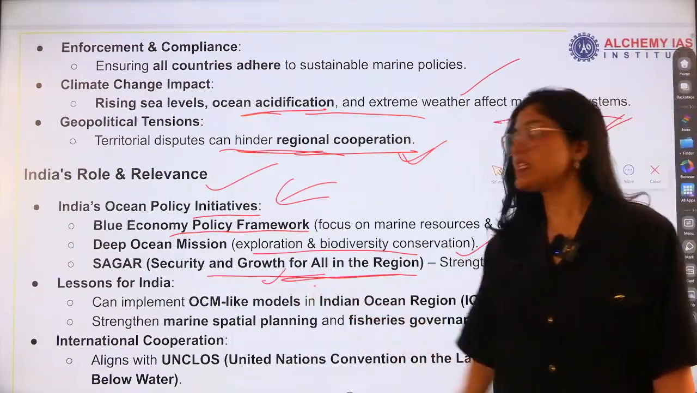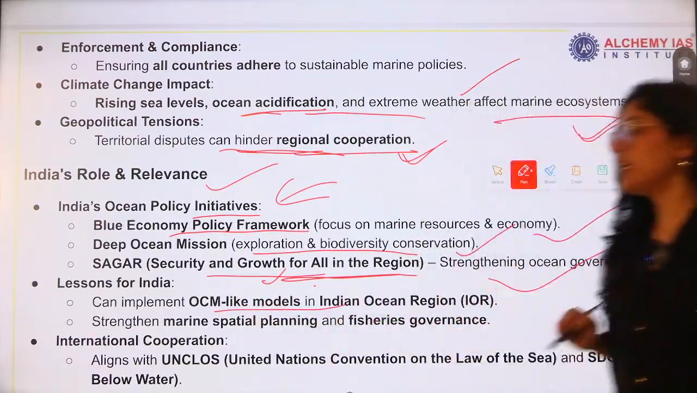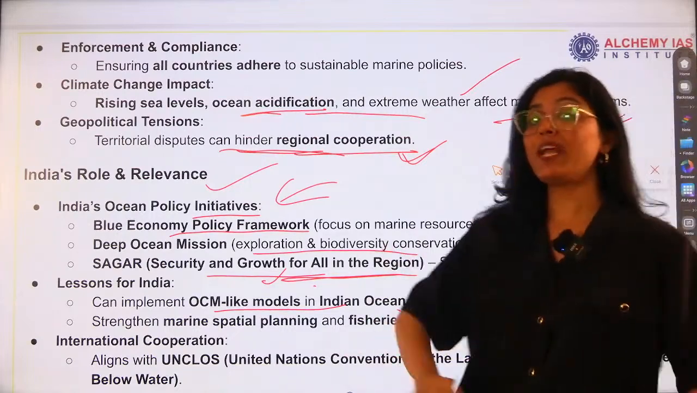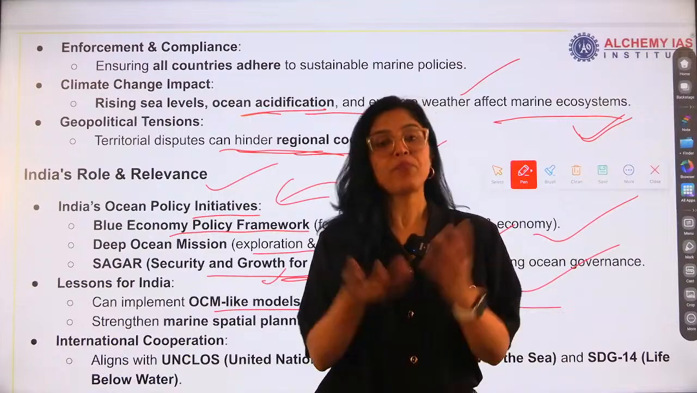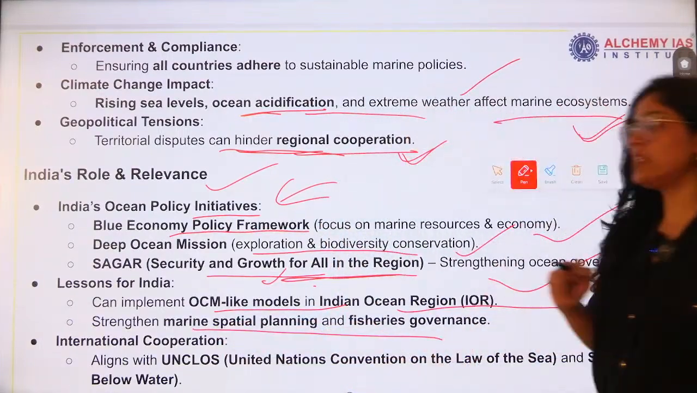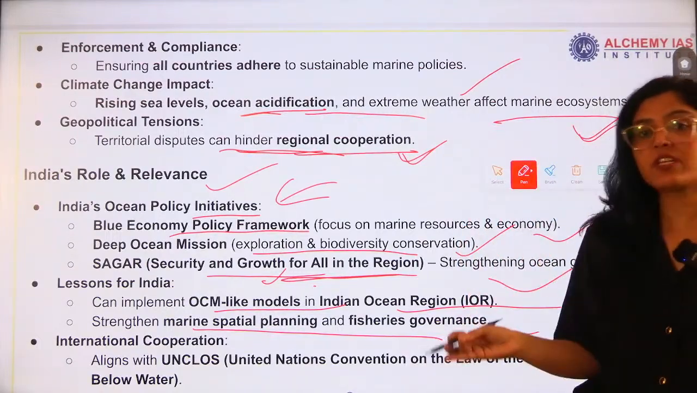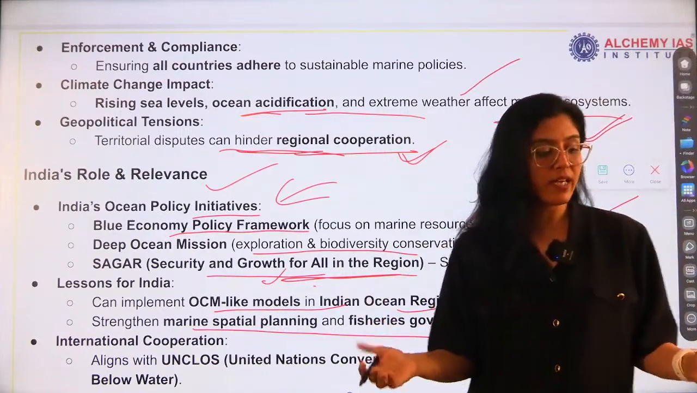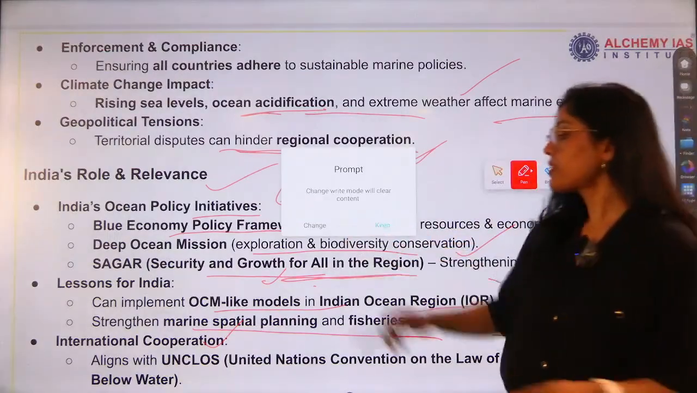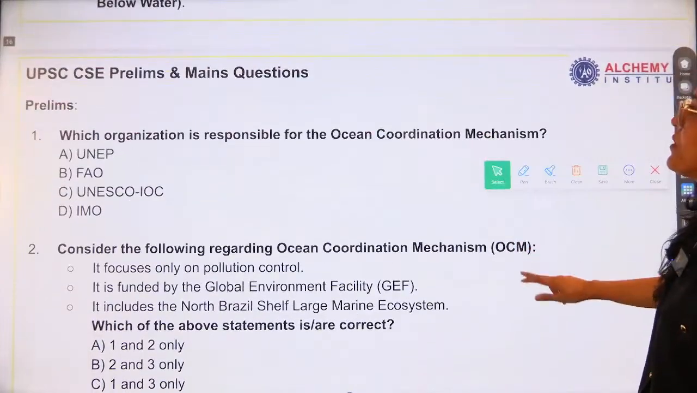Okay. Now, lessons for India. What can India learn from these initiatives? First, it can implement an OCM-like model in the Indian Ocean region. Very, very important. And it can prove its leadership in the Indian Ocean region, which is the call of the hour. Next, it can strengthen marine spatial planning and fisheries governance. Marine governance, fisheries governance, so it can contribute towards these areas also. Next is international cooperation. It aligns with UNCLOS, so it can help there also, right?